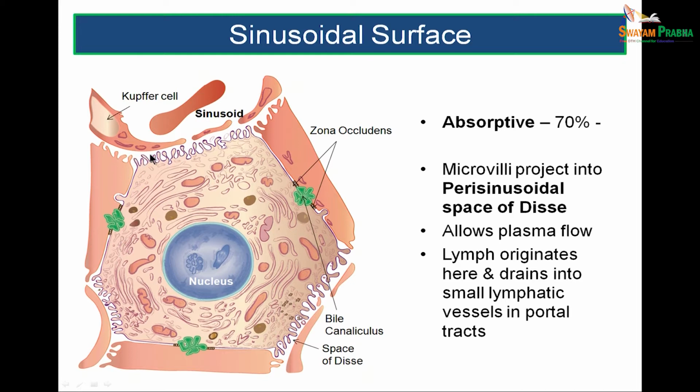This space above them lies between the cell surface and the endothelium of the sinusoid. So, this is called the perisinusoidal space of Disse. This perisinusoidal space lies between the sinusoidal endothelium and the sinusoidal surface of the hepatocyte. And this space allows plasma flow, and lymph originates in this space and drains into the lymphatics in the portal areas.